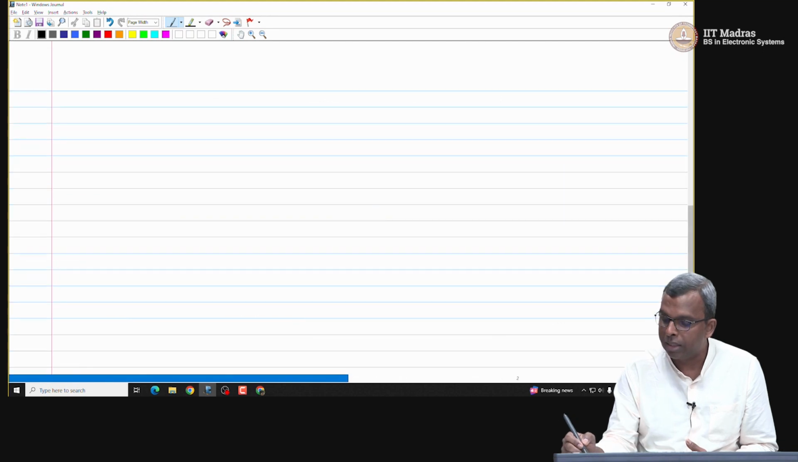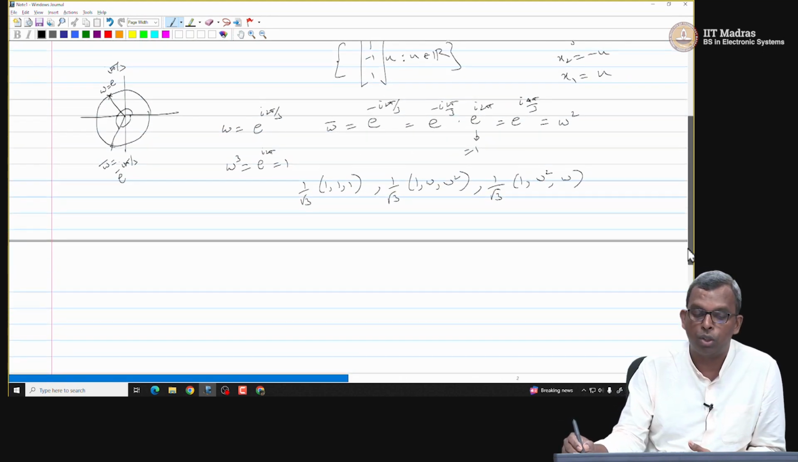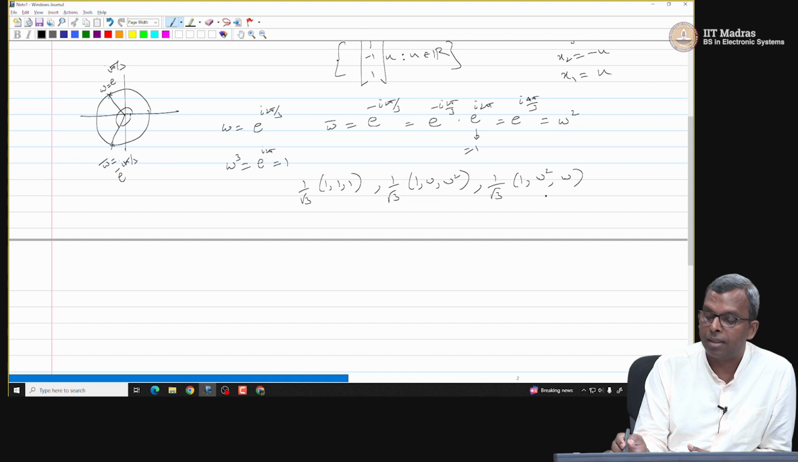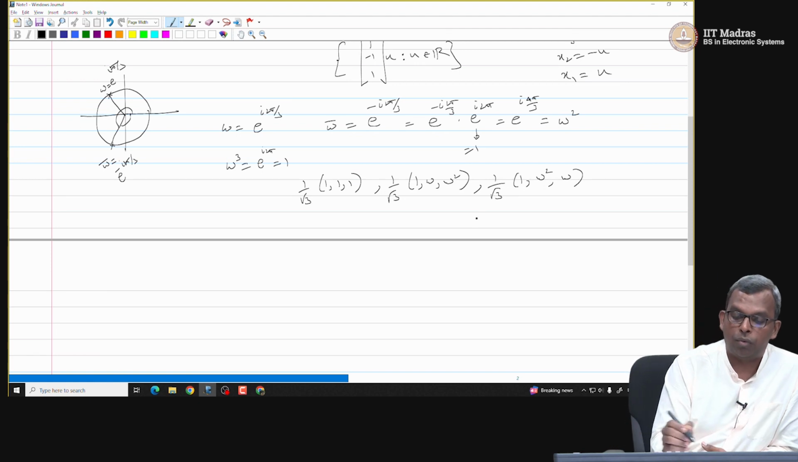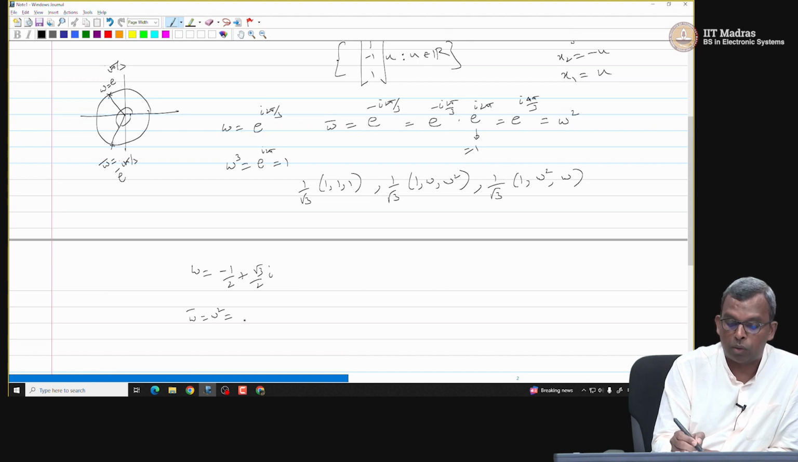Now the first property we need to show is that each of these is normalized, if you want to claim they form an orthonormal set, and then that the dot products are 0. That is what we have to show. You can do it in many ways, but this is an interesting thing to remember. Omega is minus 1 by 2 plus root 3 by 2 i, and omega bar, which is omega squared also, is minus 1 by 2 minus root 3 by 2 i.